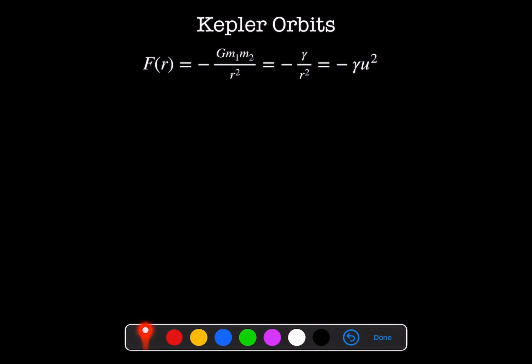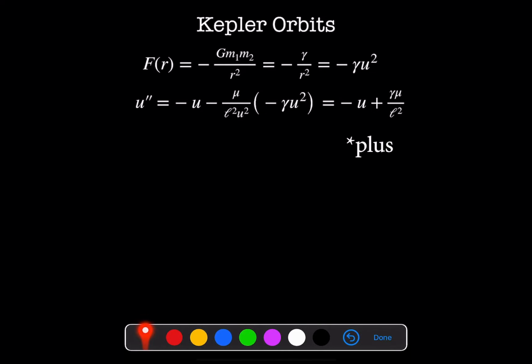In terms of my u substitution, this is just equal to minus gamma times u². The equation for my orbit now tells me that I've got u double prime is equal to minus u minus μ over L² u² times my force as a function of u, which is now minus gamma u². This is lovely because the two u² cancel out, and I end up with minus u plus some constant, which is gamma μ divided by L².